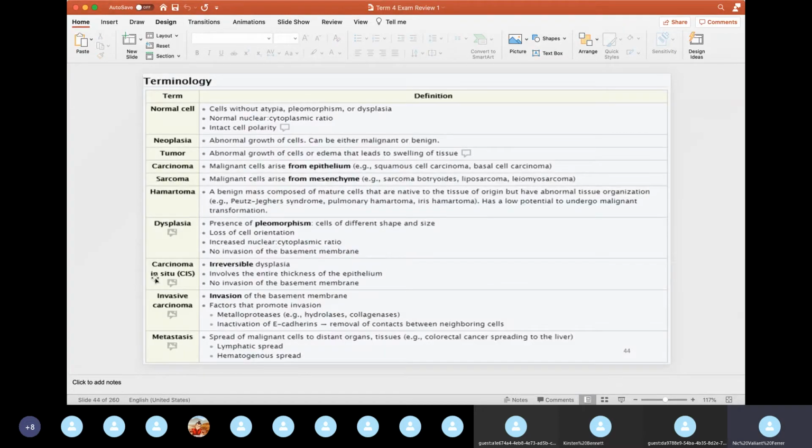Do I need to know the terminology? Yes. Do I need to know the definition? Yes. So put a star on this slide.